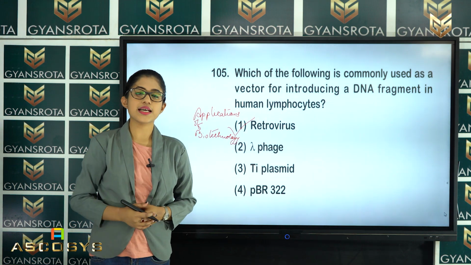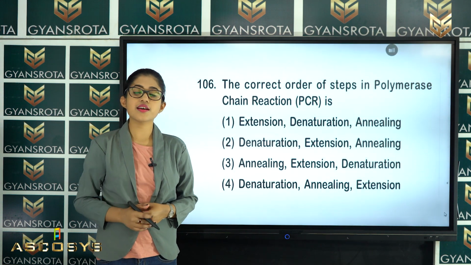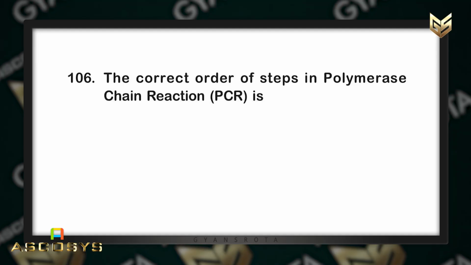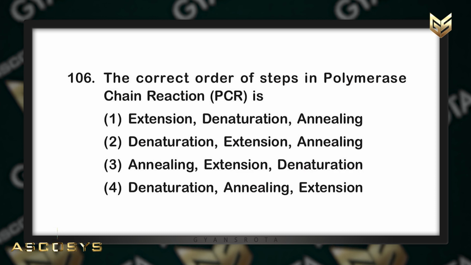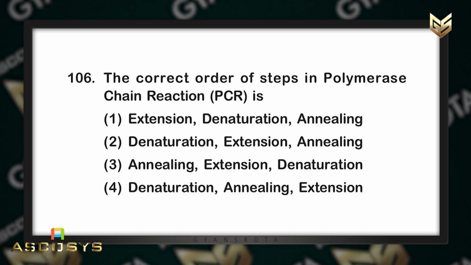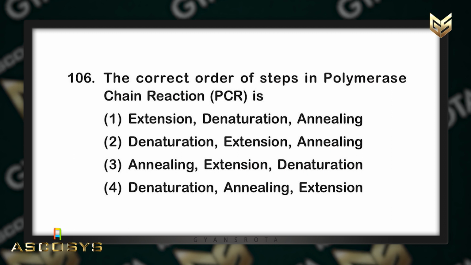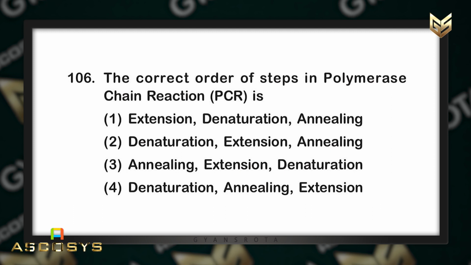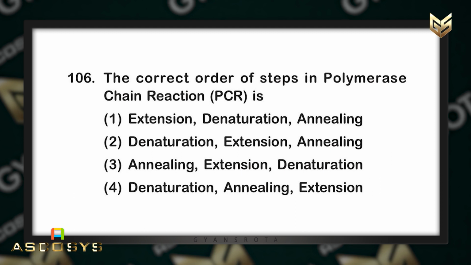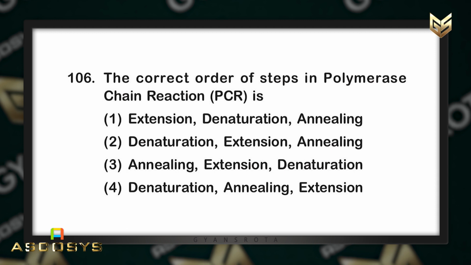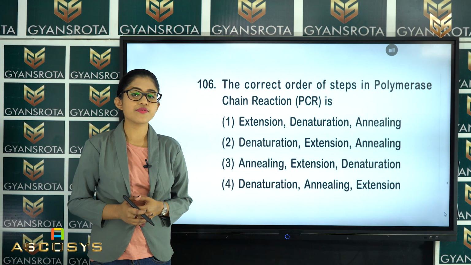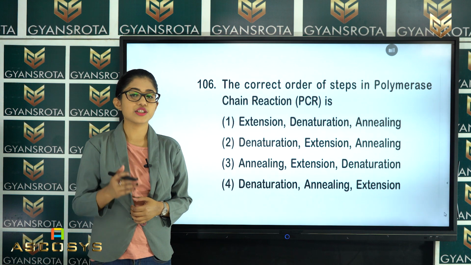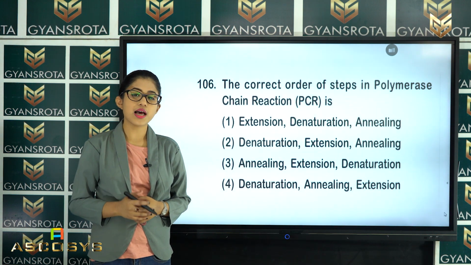Alright, now let's see the next question. In the next question, as you can see here, question number 106: the correct order for steps in polymerase chain reaction, that is PCR, is: extension, denaturation, annealing; or denaturation, then extension, then annealing; or annealing, then extension, then denaturation; or the fourth option is denaturation, after that annealing, then extension. So these are the options given, and we have already got this in the chapter Biotechnology: Principles and Process.